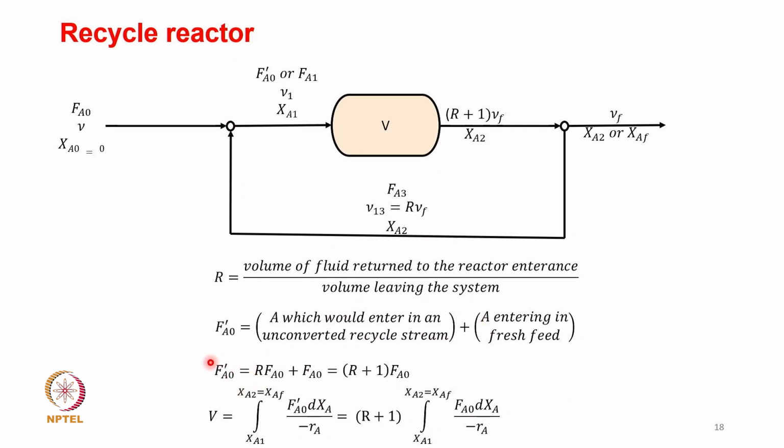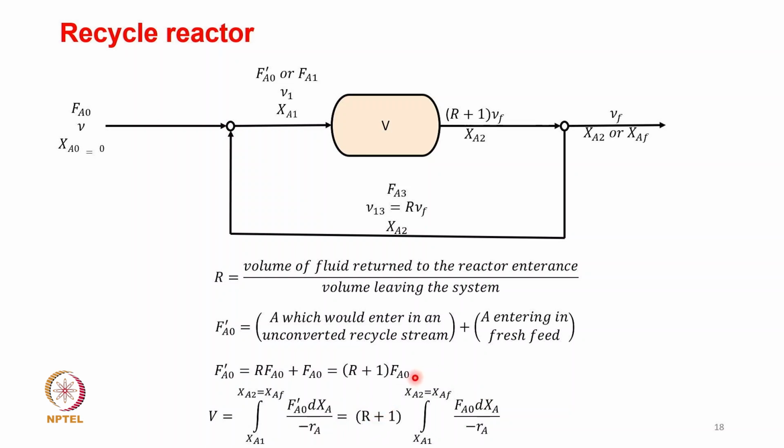So, how do we compute FA naught prime? R times FA naught, which is coming from here, plus FA naught, would be R plus 1 times FA naught. Okay, so let us do the volume calculation. So, V would be the integral from XA1, which is from here, to XA2, which is equal to XAF, of FA naught prime times dXA by minus rA, and you replace FA naught prime with R plus 1 times FA naught, and this is the entire volume calculation.